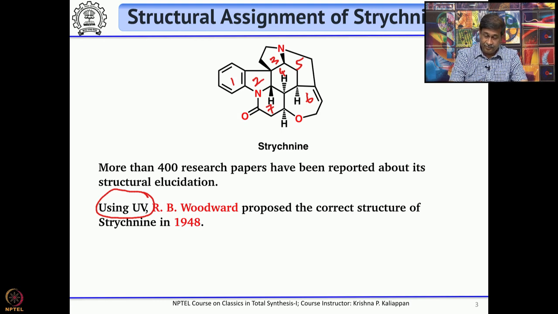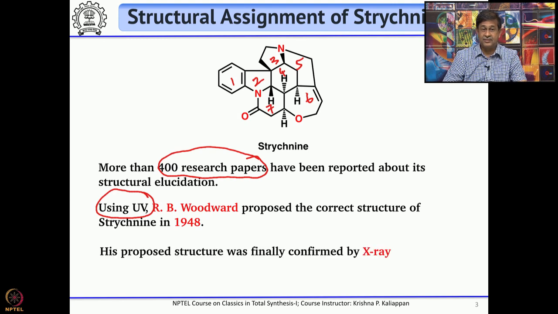And you can imagine there were 400 research papers in those 30 years. 400 research papers have been published just to talk about the structural elucidation of strychnine. Even partial structural elucidation took 400 research papers. I don't think any other natural product would have got that much attention, particularly about structural assignment. That complex this molecule was.